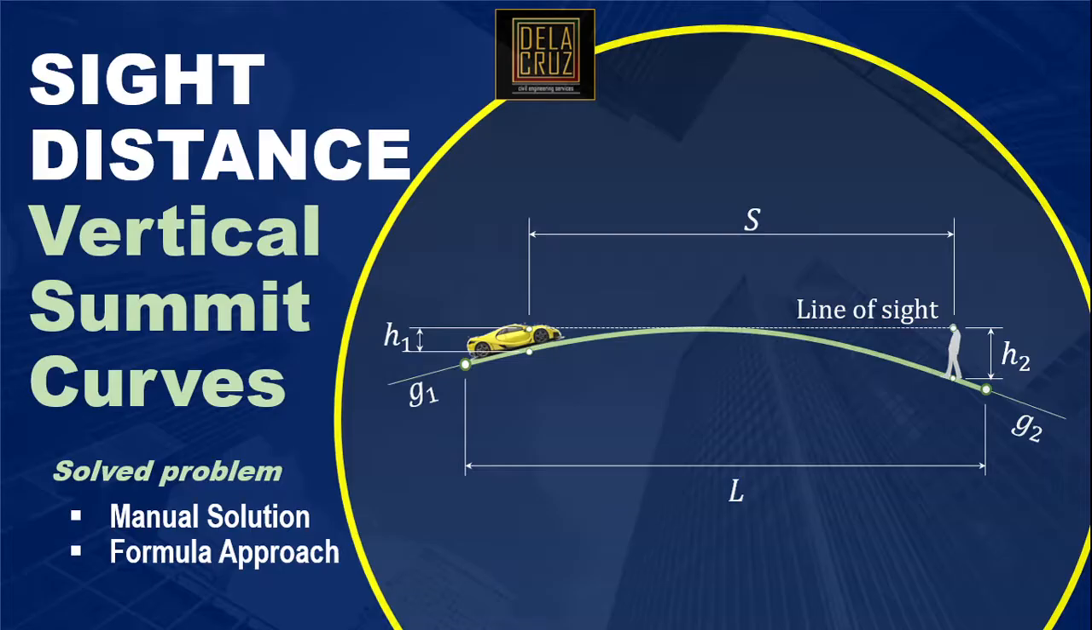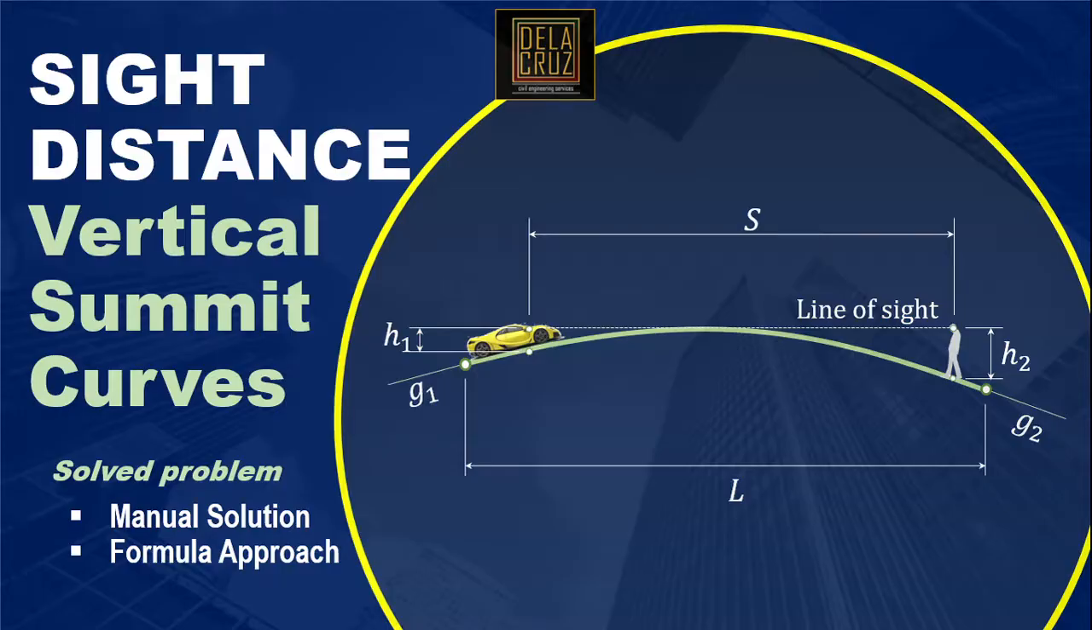So in this video, we'll be covering sight distance on vertical summit curves. We have a featured problem here to be solved manually, and afterwards, we'll be comparing it to the formula derived for this specific kind of problem. Okay, so before we start, let's have a definition of sight distance.